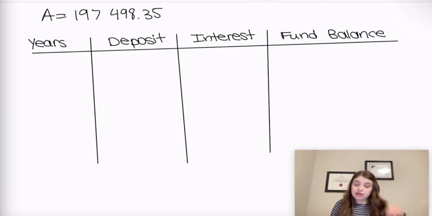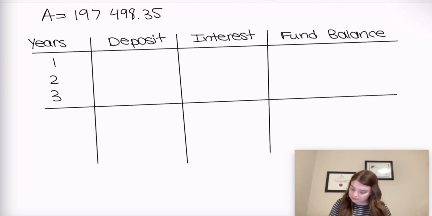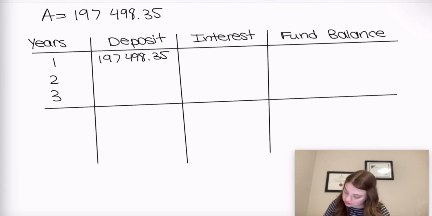Okay, so for years, I'm going to write year 1, year 2, and year 3, because this is only a 3-year thing in this situation. And then our initial first deposit is whatever it was that we found in that last step, which was $197,498.35. And in that first year, our interest is zero because we just deposited this money. We have to wait a whole year before we get interest on it, so $0.